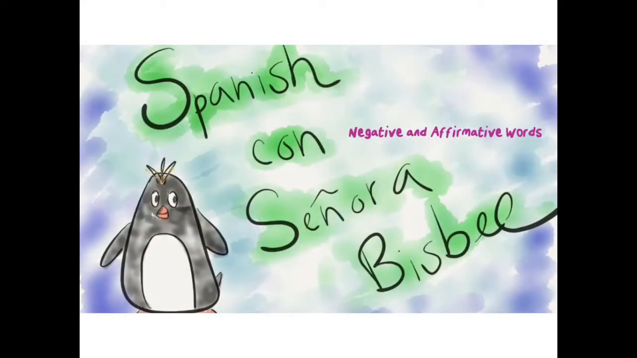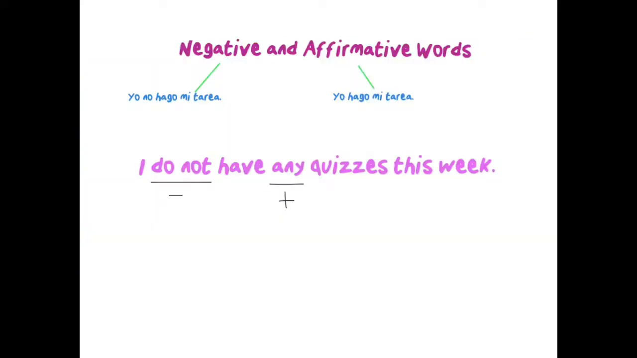Okay, today we're going to take some time to talk about negative and affirmative words in Spanish. They can be a little tricky at first, but with practice they get a little bit better. Now, affirmative just means positive, negative, easy peasy there. So, yo no hago mi tarea. It's negative because it's no before the verb. And yo hago mi tarea, I do my homework. That's an affirmative or positive statement.